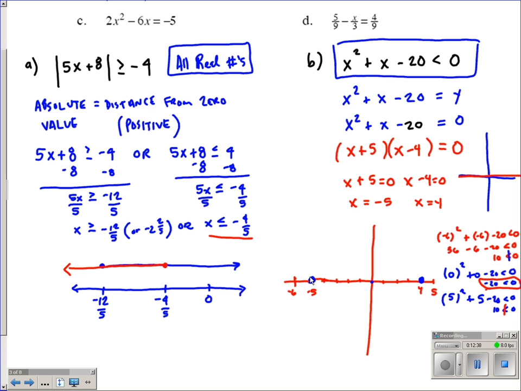So the values that would make this true are all the values between negative 5 and positive 4, but not including negative 5 and positive 4. If we were going to graph that on a number line, that's what we're looking at. If we were going to write that out, our solution would be x is greater than negative 5 and x is less than 4.